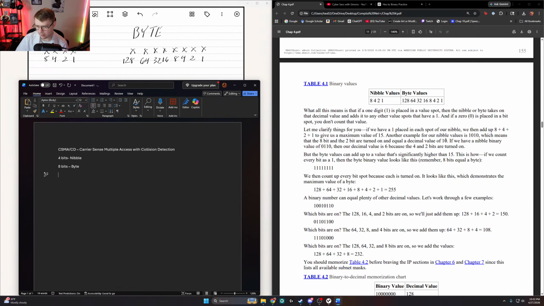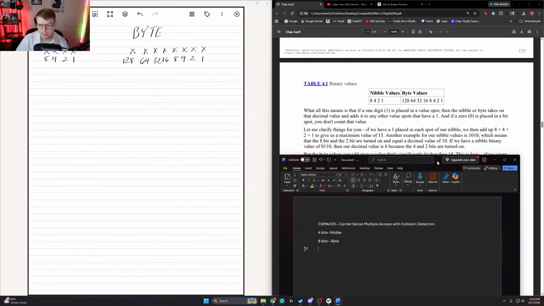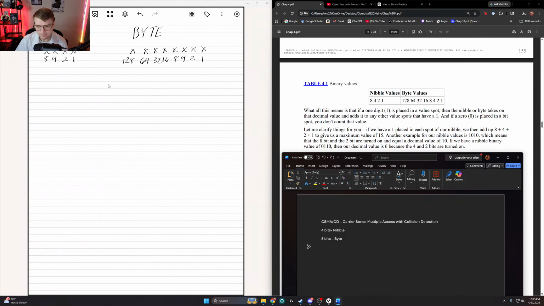Another example of our nibble value is 1010, which means that the 8-bit and the 2-bit are turned on and equal a decimal value of 10. If we have a nibble binary value of 0110, then our decimal value becomes 6 because the 4 and 2 bits are turned on. So let's work on that for just a second. We'll go ahead and put the Word document here.